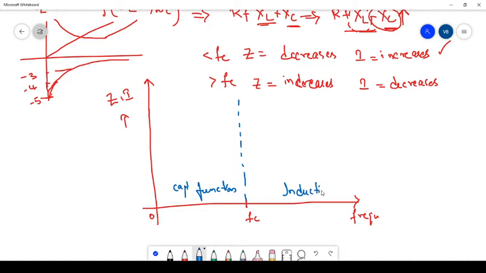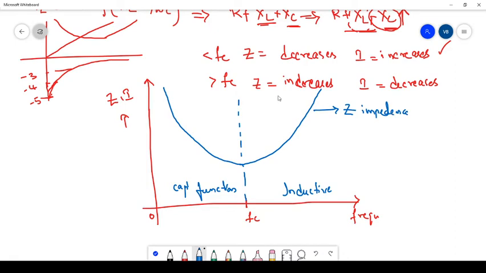So before Fc, what happens? Z decreases. The Z value decreases up to the Fc value in an exponential way. After Fc, the Z value increases in an exponential way. Like this it will maintain. So this is the graph for Z, that is impedance.